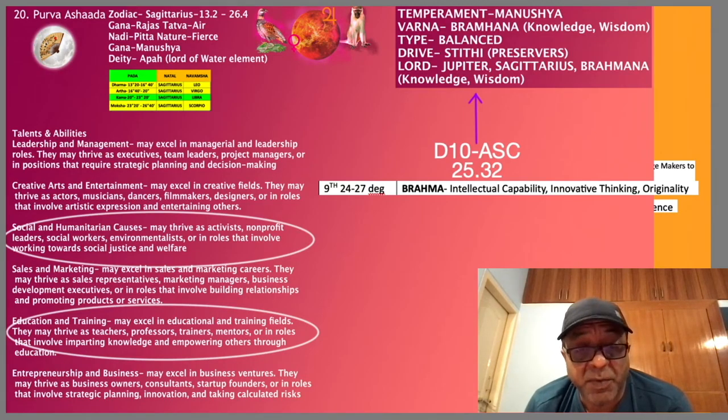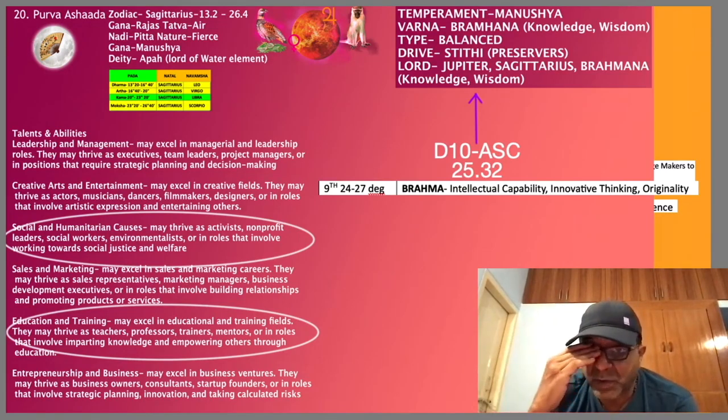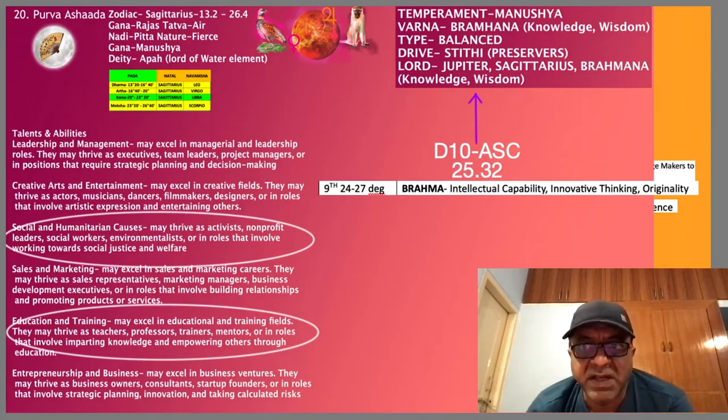Well, 25.32 Brahma angle, like we saw, they have a good intellectual capability, innovative thinking, and originality. Right there, you can see social and humanitarian causes. Of course, doing hypnotherapy is a kind of social cause, like a cause oriented mind. Education and training. That's another profession that Purvashada may be interested in. Ascendant of D10. Teachers, trainers, mentors. You are mentoring in a way. Okay, just in a way. Doesn't entirely constitute that, but yeah, we need to take that into consideration, yeah?